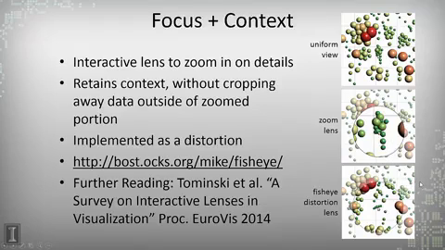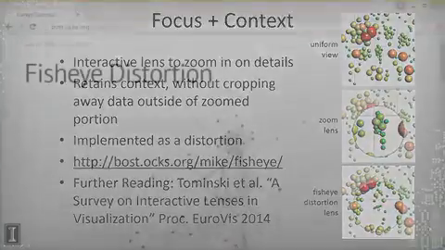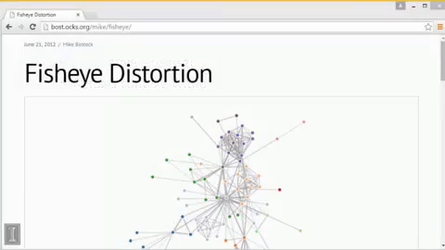And so these fisheye distortion lenses give us a nice combination of the ability to zoom in on data, but to see it in the context of the big picture. So the D3 JavaScript library has some good tools for doing a fisheye distortion that nicely demonstrate it.